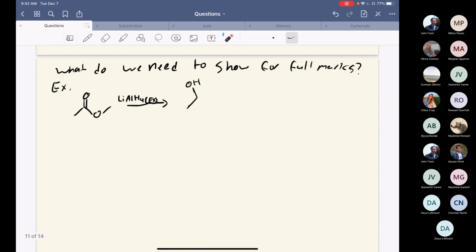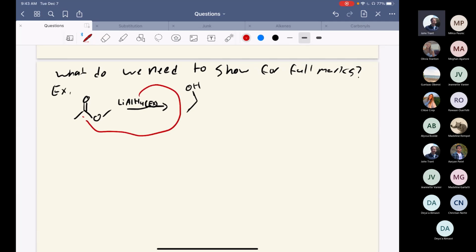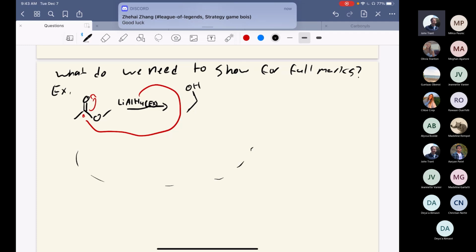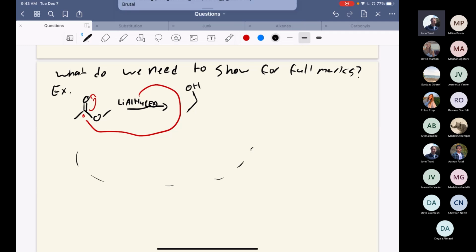Okay, I guess for this one, when we draw a mechanism, do you want us to explain every step, or are arrows enough? Arrows are enough. So you would go, okay, well, we made an O minus. The O minus is now attached, kicks back down and kicks out the ester. Yeah, you'd have to draw out the individual steps. Okay, that sounds good.